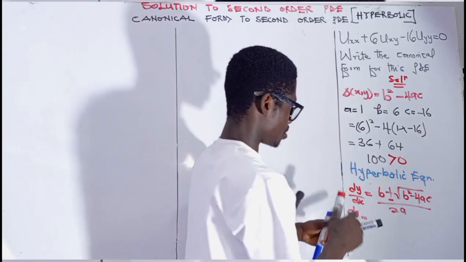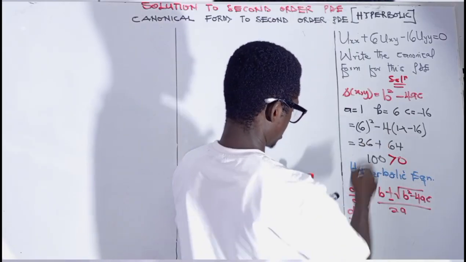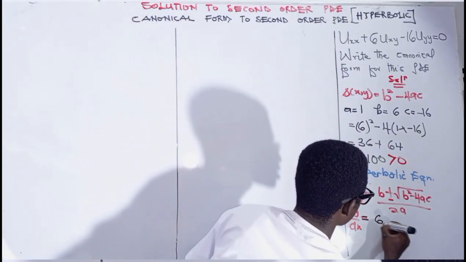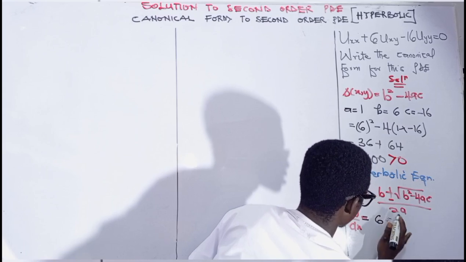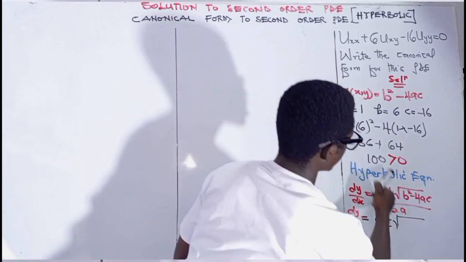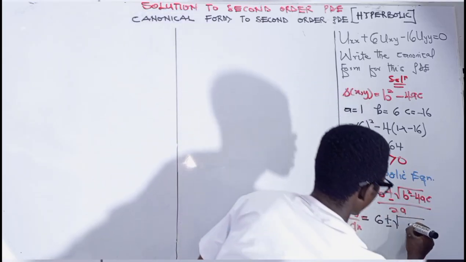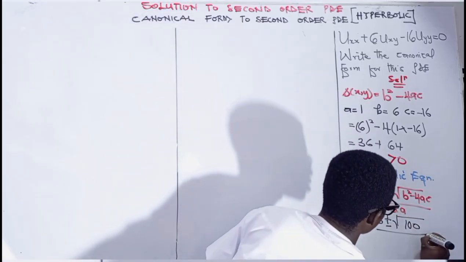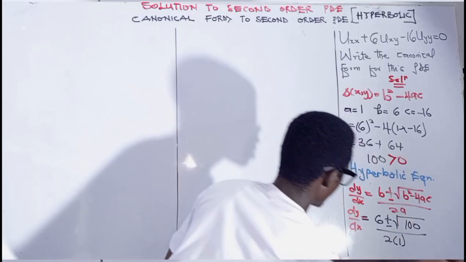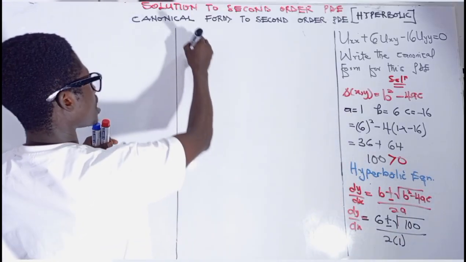You know that the discriminant is equal to what? 100, right? So we have our B. Our B is what? 6. So we are going to have 6 plus or minus the square root of what? The discriminant is 100, which is this one. So we have 100 all over 2A. Our A is what? 1.